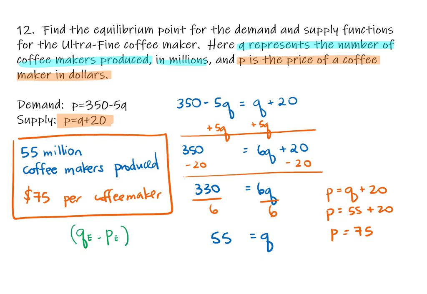So our Q value is 55 million, and then our price would be $75. And that's not always evident, but this one is the dependent variable and this one is the independent variable. You just need to know in which order to write your variables so that it makes sense.